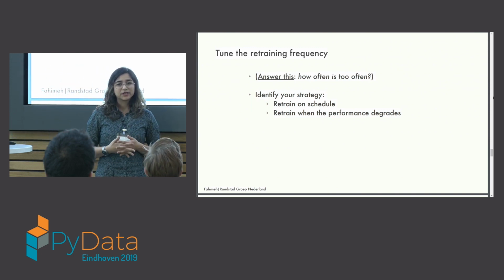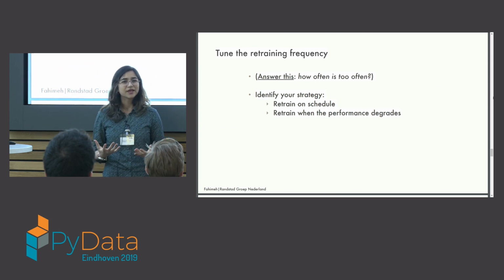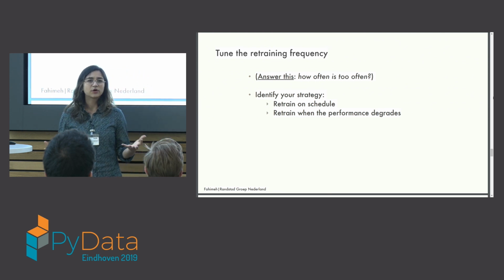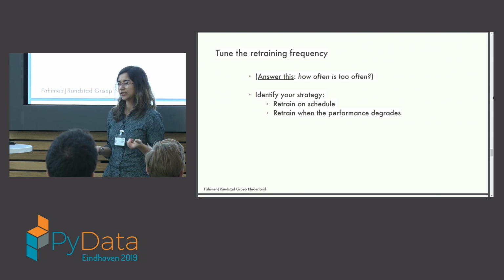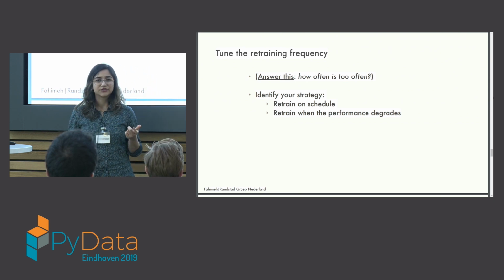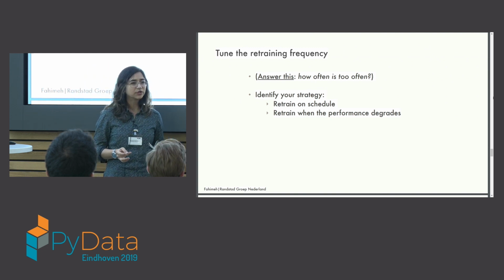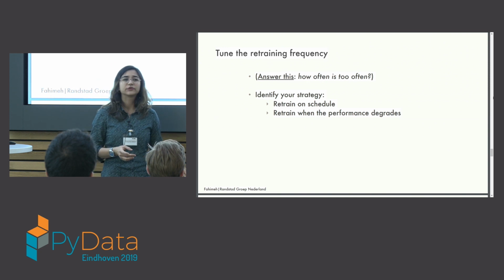Another important factor about machine learning algorithms is that we need to retrain them. But we also need to answer this question: how often is too often? And what is my strategy for making the retraining schedule? Do I do it based on just some fixed schedule, say, once a week I want to retrain this model? Or do I have another mechanism, for example, basing my decisions on some performance degradation?